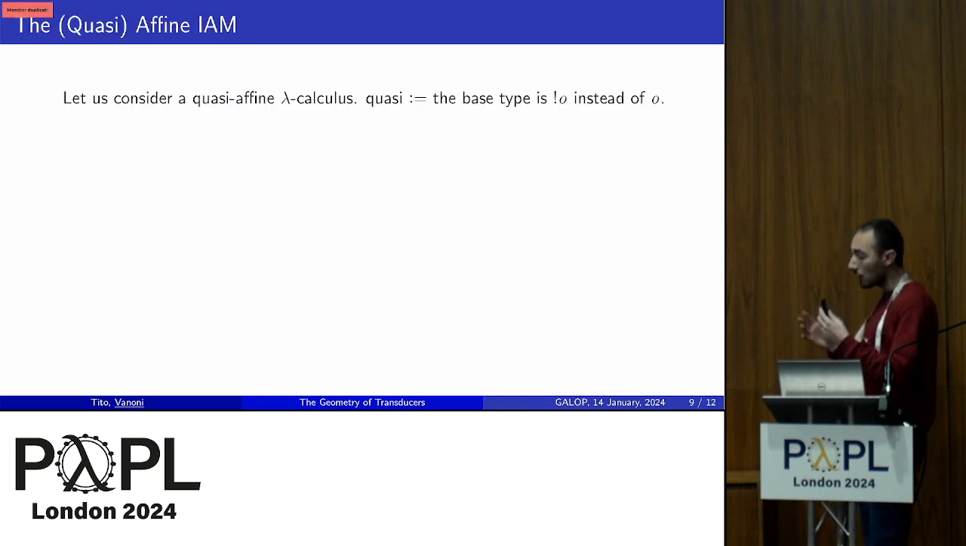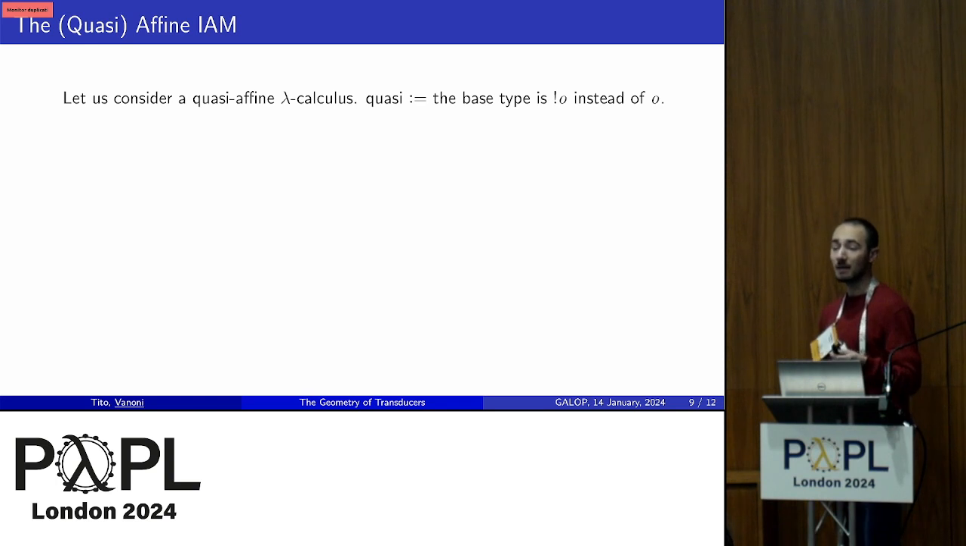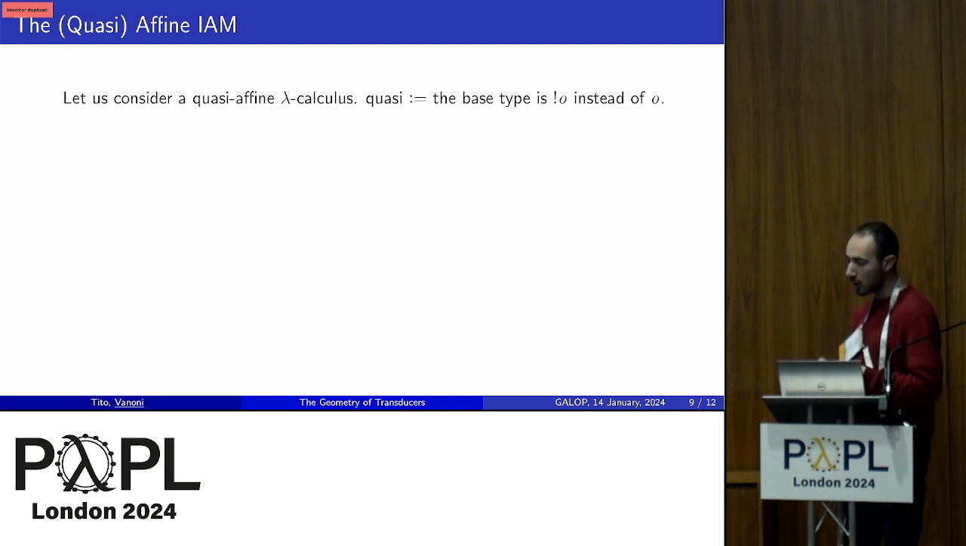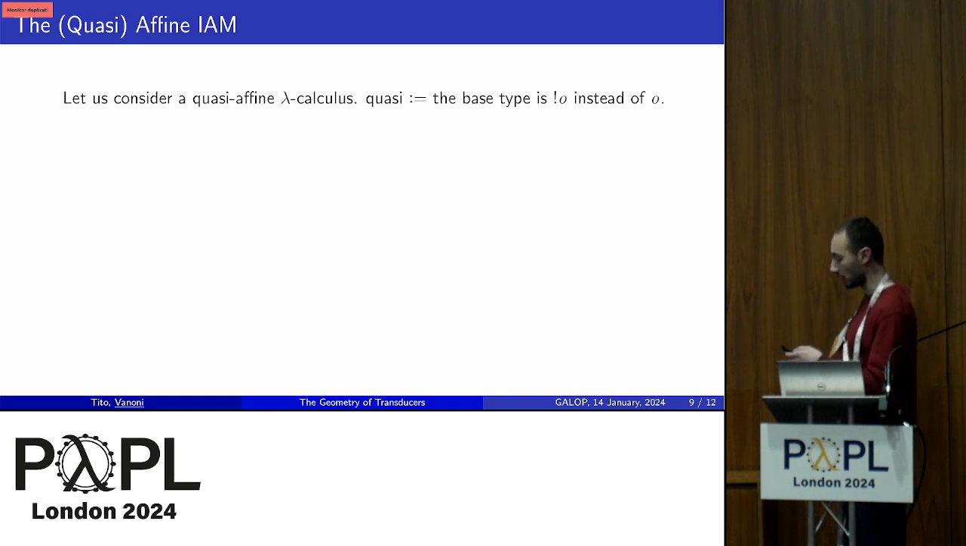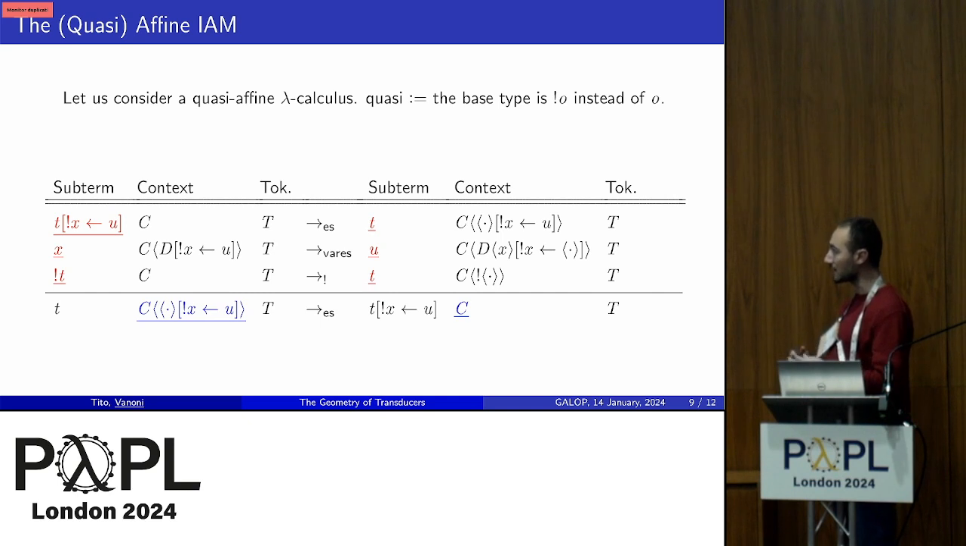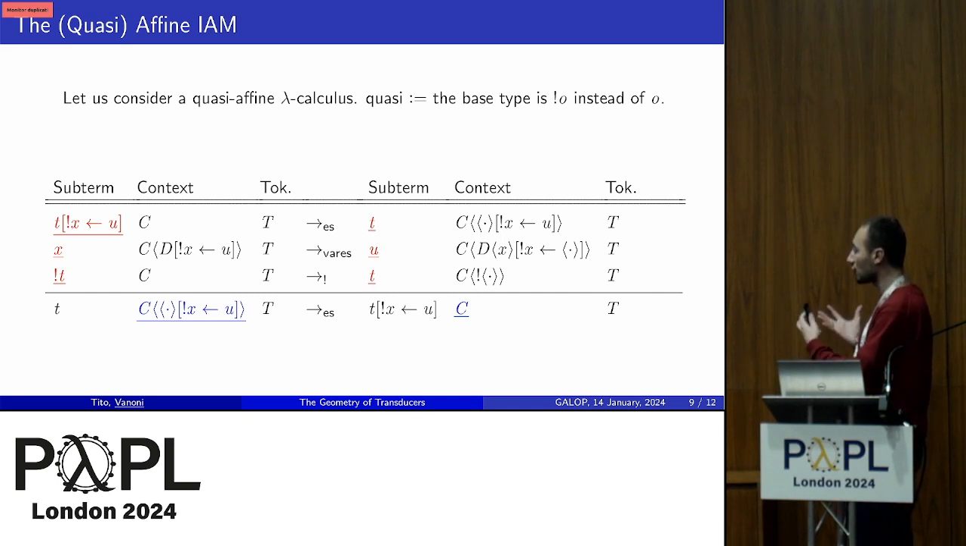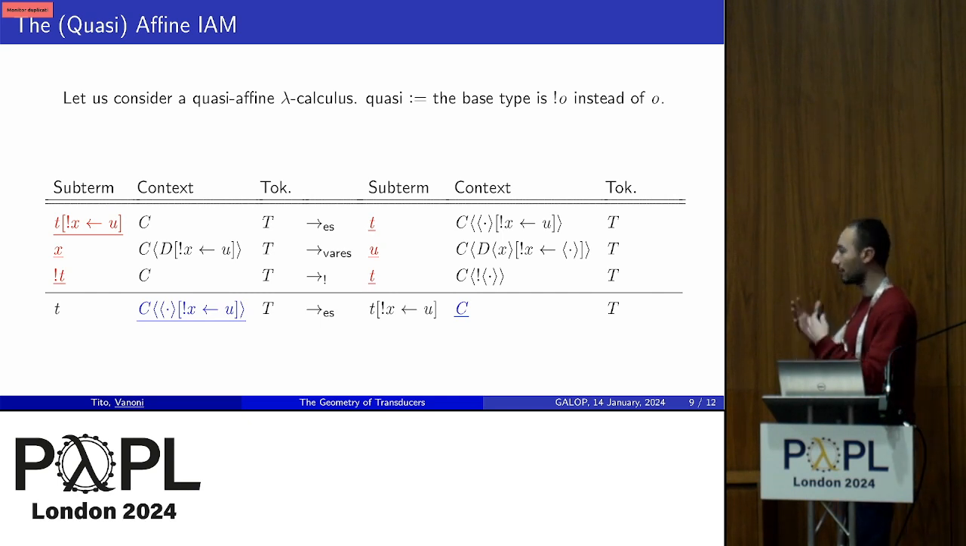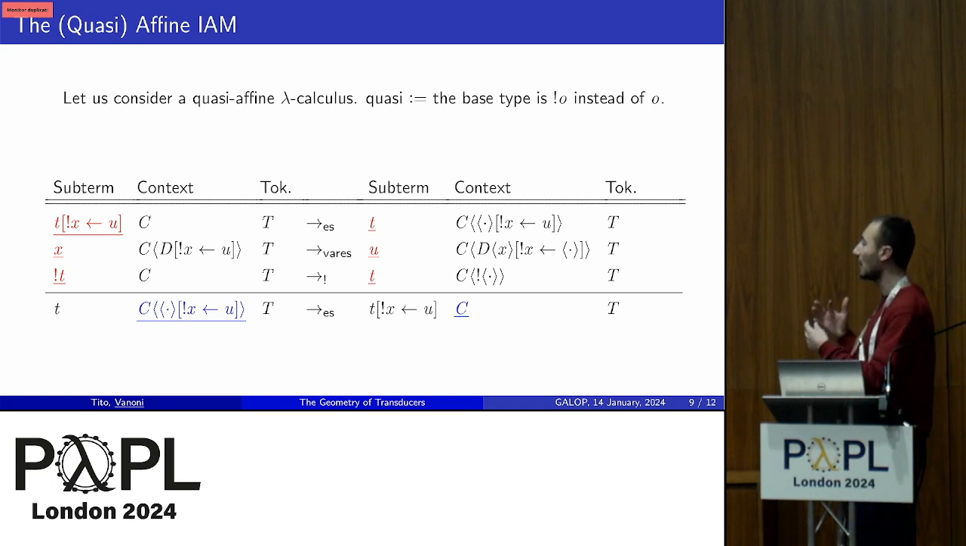But now we can go on, and we can consider a quasi-affine lambda calculus, where the quasi means that the base type is not anymore O, but it is bang O. This means that in our calculus we can duplicate base type. Of course, we are more expressive than before. And the interesting thing is that we can enrich our machine to cover these cases, adding some transitions to cover non-linearity.